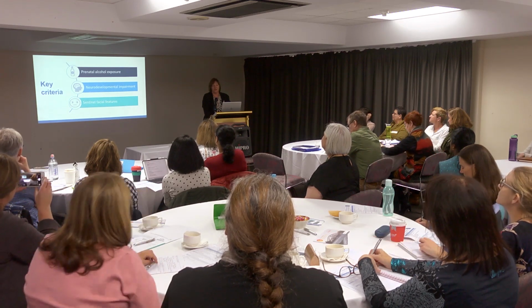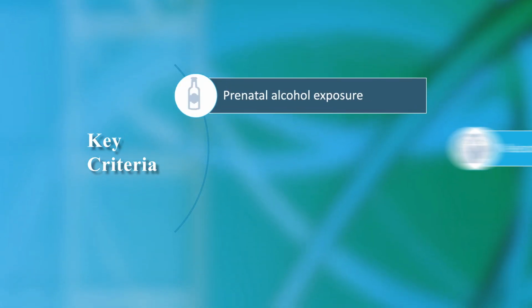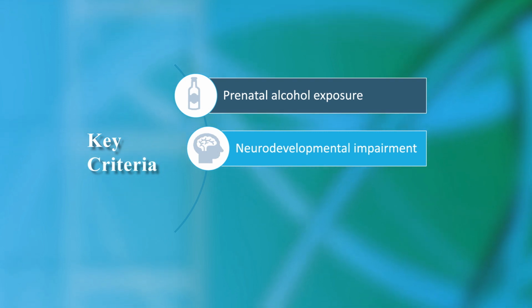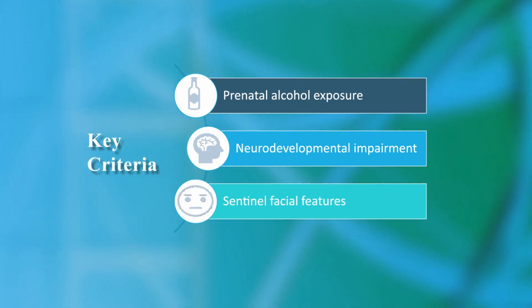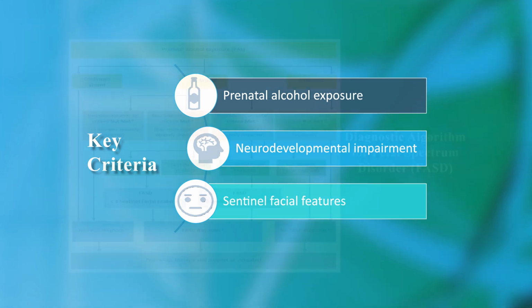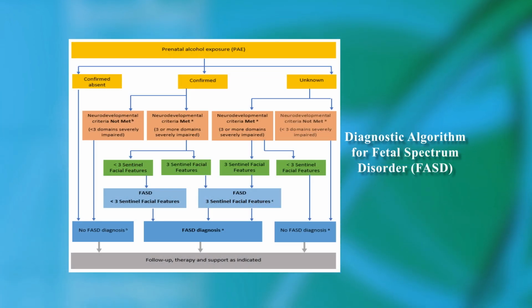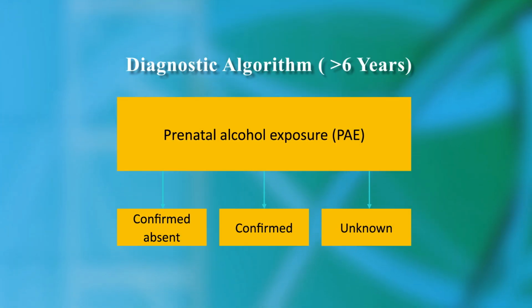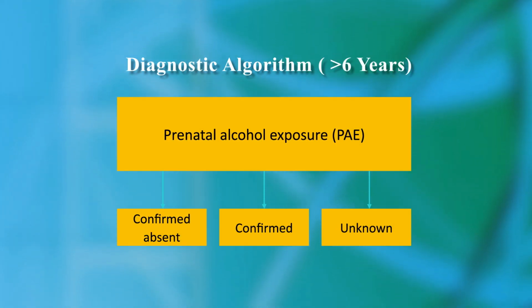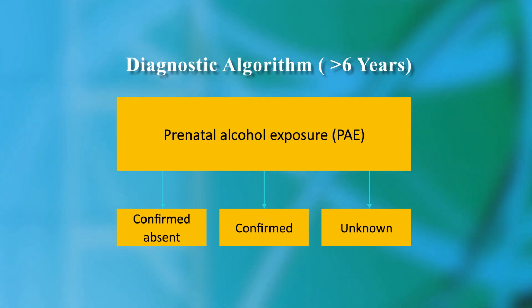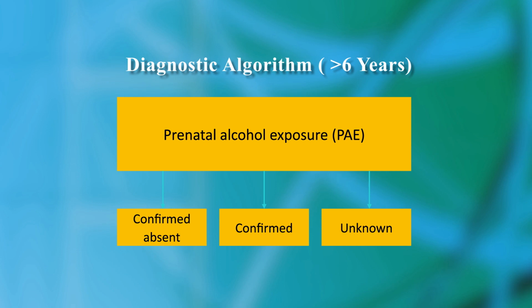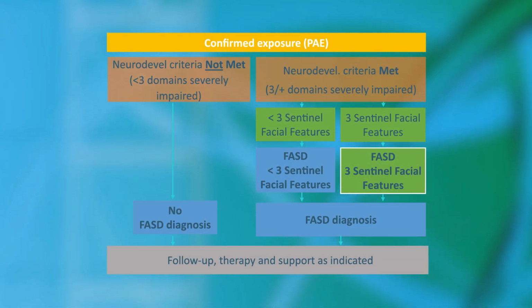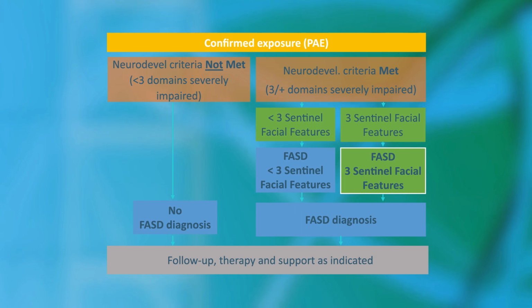So coming back to the criteria, what are the three key diagnostic criteria? Prenatal alcohol exposure, critically severe pervasive neurodevelopmental impairment, and with or without sentinel facial features. And the guide contains several algorithms to help you work your way through a diagnosis. For example, the diagnostic algorithm in children over 6: have they got prenatal alcohol exposure? Is it absent? Is it confirmed? Is it unknown? If it's confirmed, have the children got neurodevelopmental impairment?